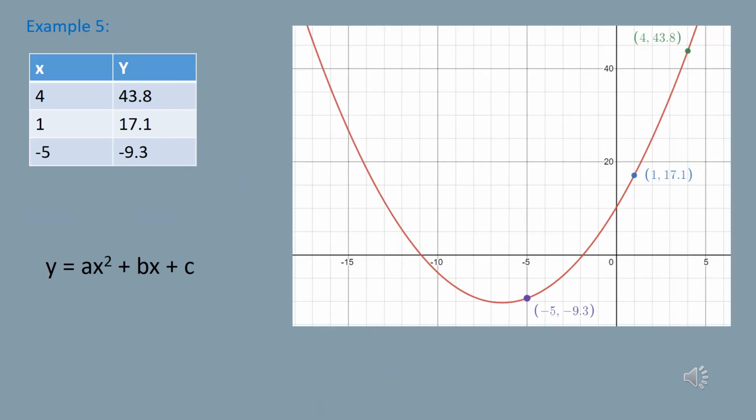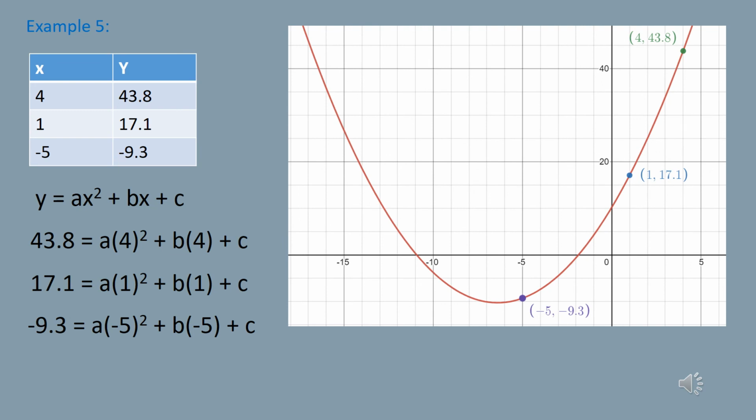Systems of equations can also be used to fit models or formulas to data. Here we're going to do an example in which we have 3 points and we're trying to fit a quadratic polynomial to the 3 data points. We have x coordinates 4, 1, and -5, and they correspond to y coordinates 43.8, 17.1, and -9.3.